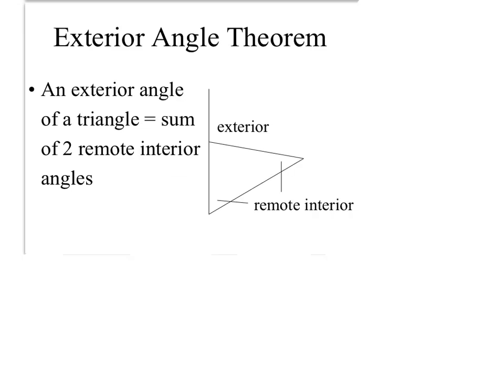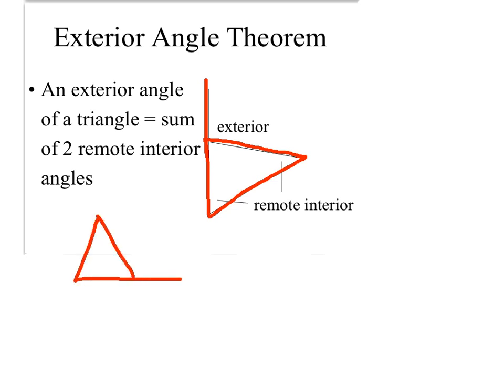If we have a triangle like this one, and we extend one of the sides, so we go past the triangle, then we get an angle that's outside of the triangle, and that angle is called an exterior angle. So it can be any side that we extend on a triangle. So all of these would be exterior angles.